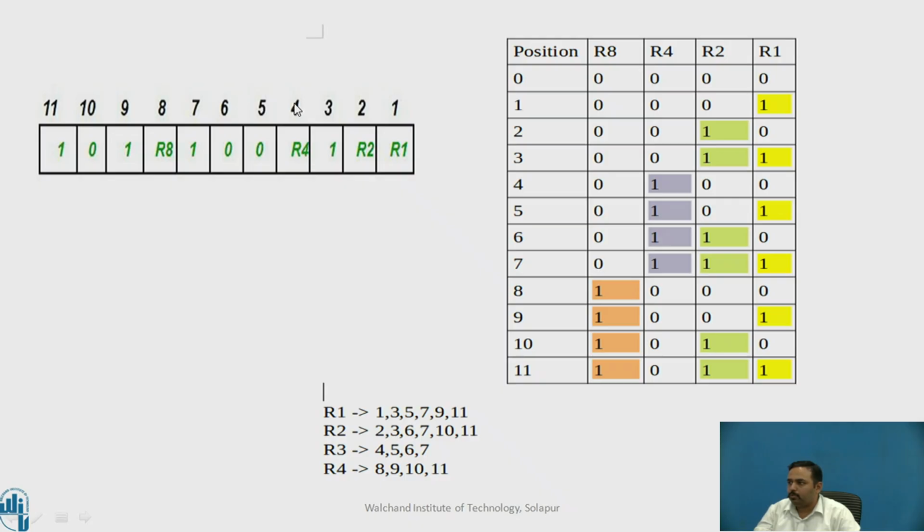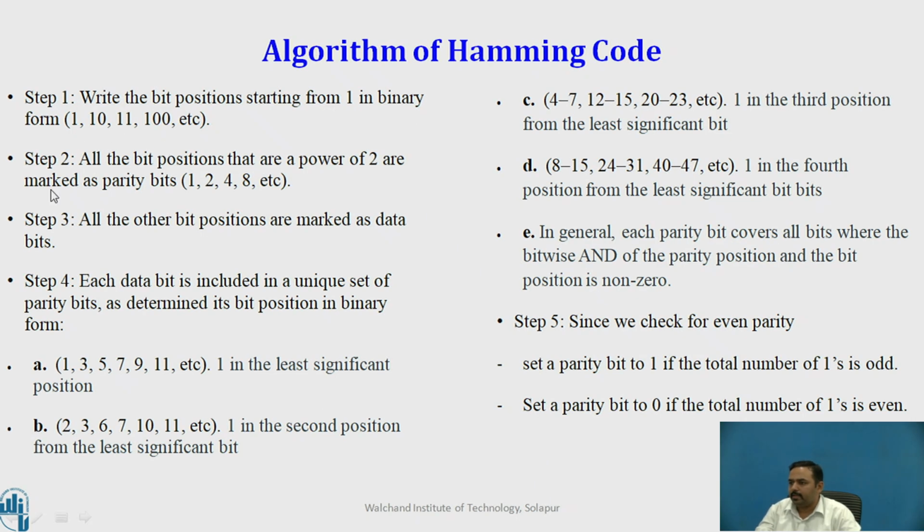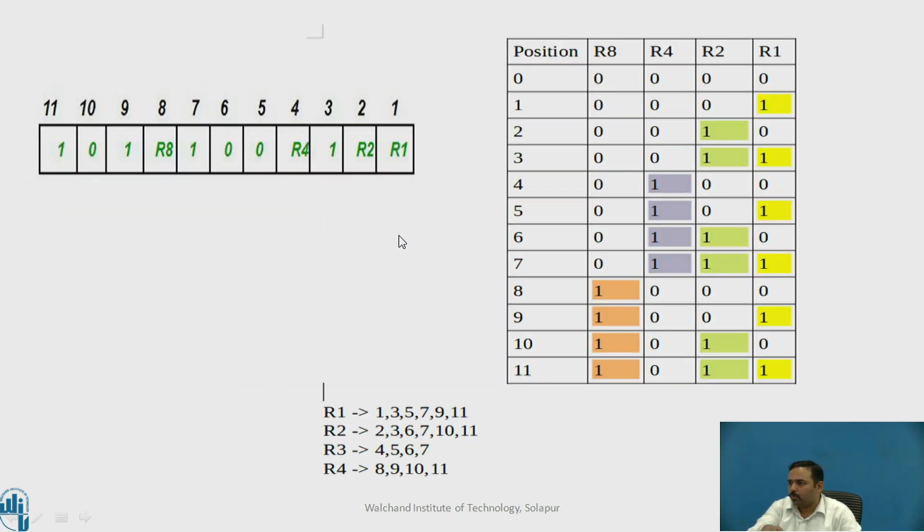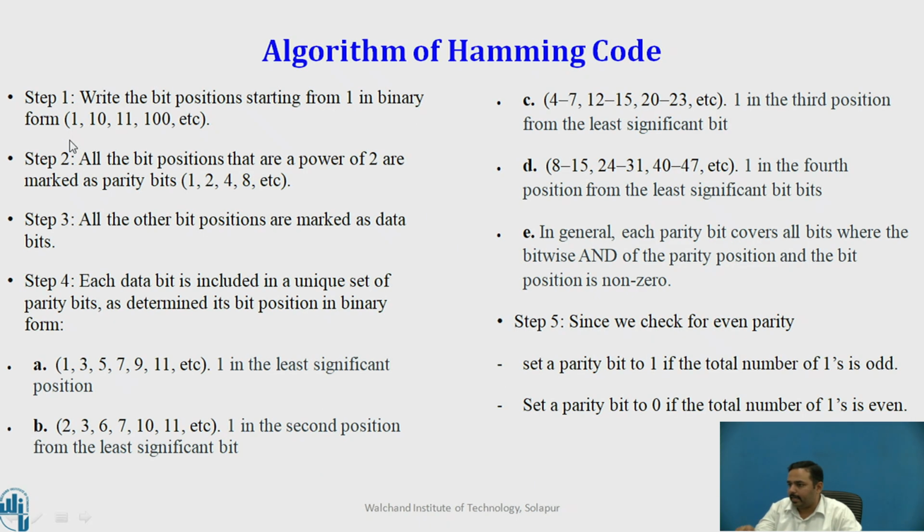2 raised to 2, that is 4, R4 as a parity bit. 2 raised to 3, 8, R8 as a parity bit. Next step, all the other bit positions are marked as data bits. So the remaining positions, 3, 5, 6, 7, 9, 10, 11, are all data bits.